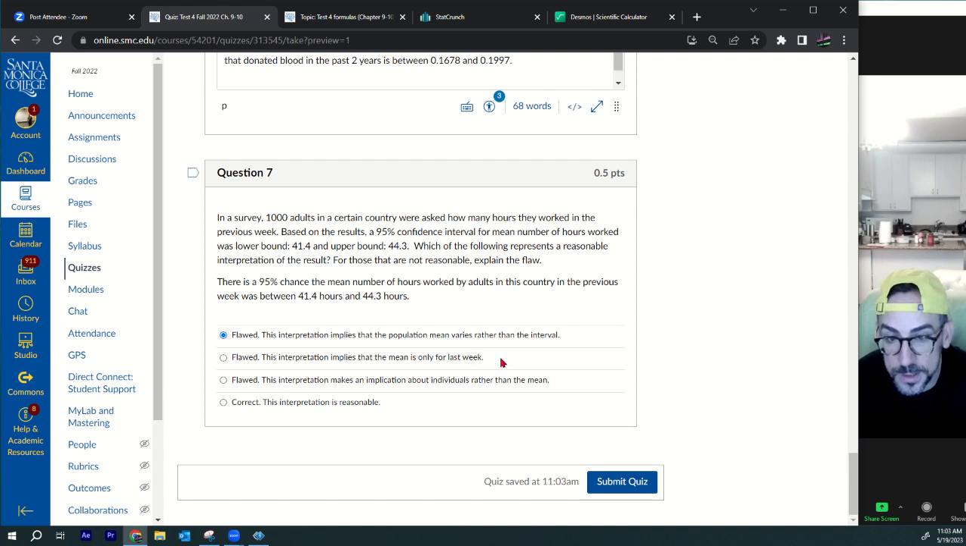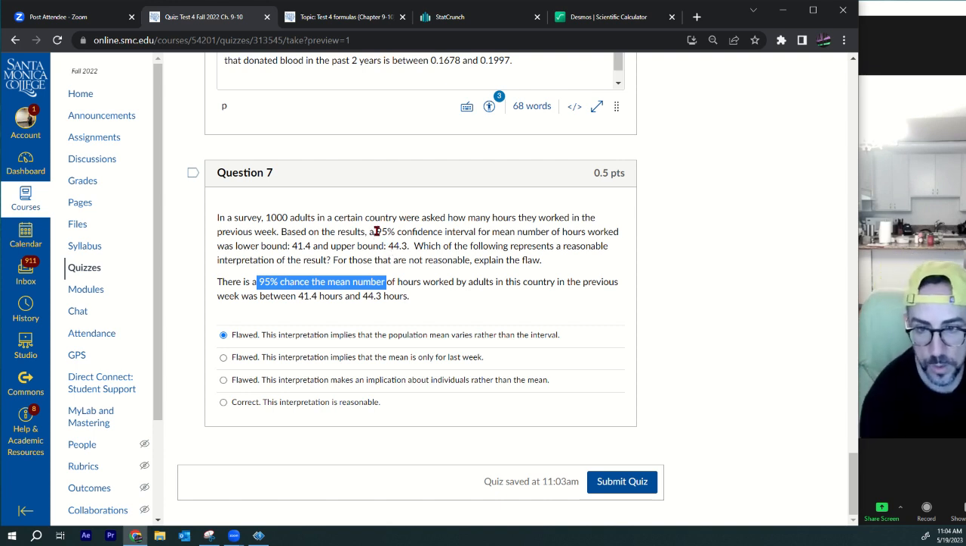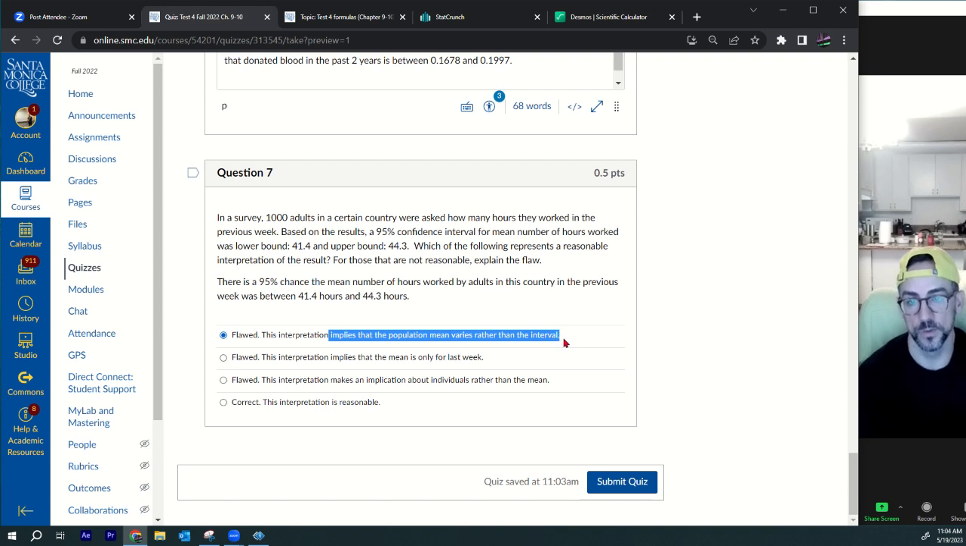Is it last week? Does it say anything about last week? I don't think so. Everything's about the previous week, right? But the thing is, whenever it says chance, that makes it sound like the mean is varying. The mean is fixed. It's the confidence interval, the lower and upper bounds, that varies depending on our X bar. So this interpretation implies that the population mean varies rather than the interval. So that's about it. Good luck, everyone.